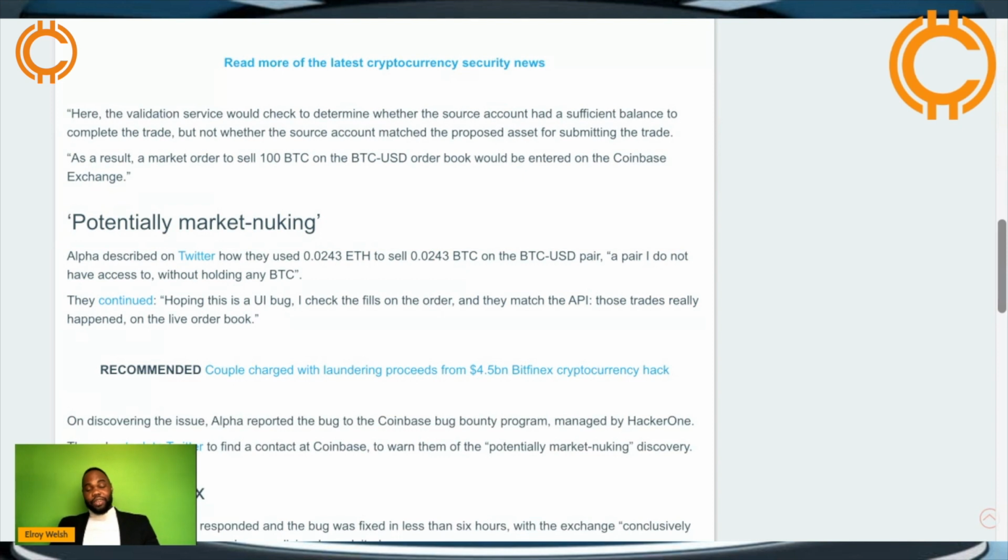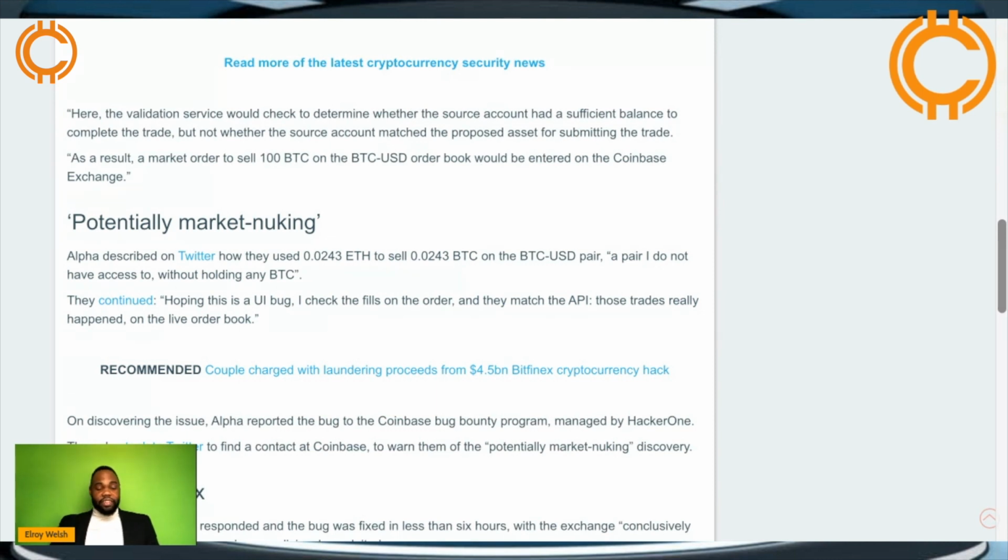Now, that is actually mind-boggling that someone could actually do this and get away with it. And I don't know if anyone actually did, apart from this person checking the security of Coinbase, but that is crazy. So it's basically saying you could have no Bitcoin whatsoever and you could do a market order to sell 100 Bitcoin, which is insane. Out of thin air, you're basically putting in a market order, and because of that bug, that's what's going to happen.